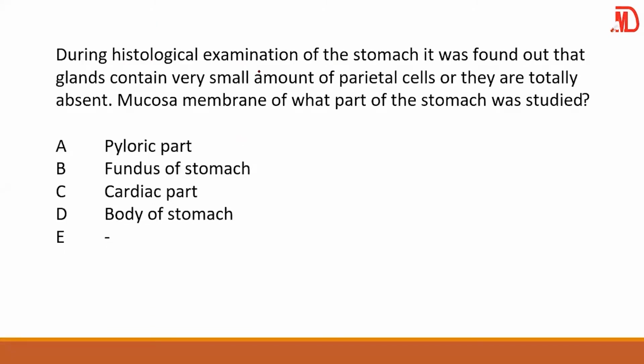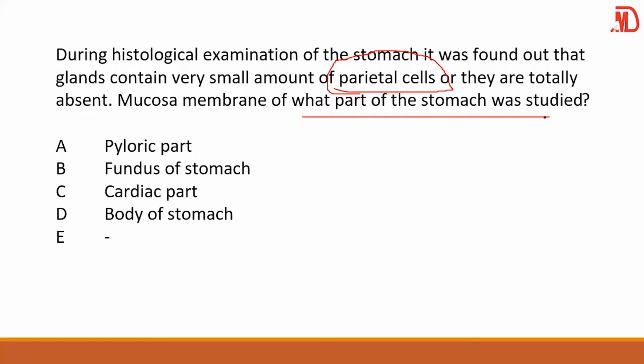Now, during histological examination of the stomach, it was found that glands contain a very small amount of parietal cells, or they are totally absent. So either the parietal cells are in small amount, or they are totally absent. So the question is, what part of the stomach has been studied? In other words, you need to know your anatomy to be able to know the answer.